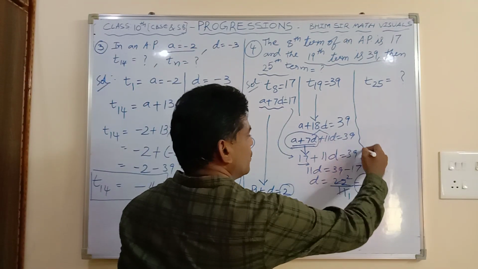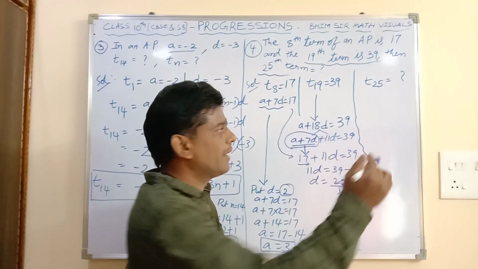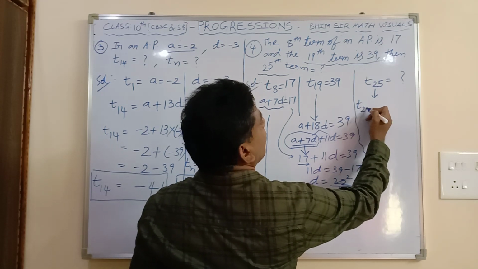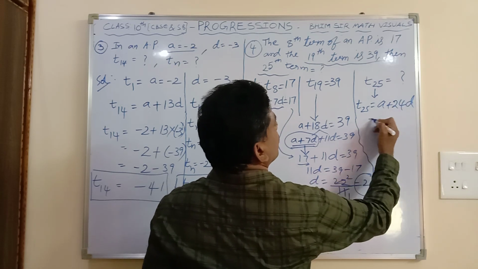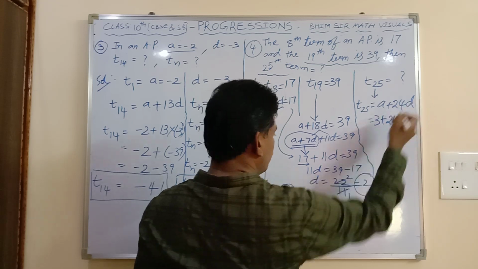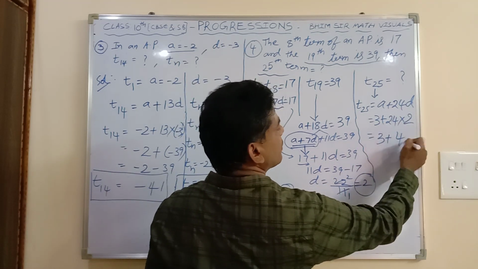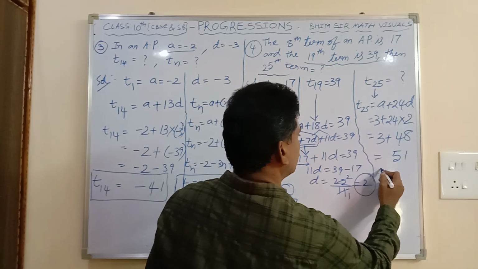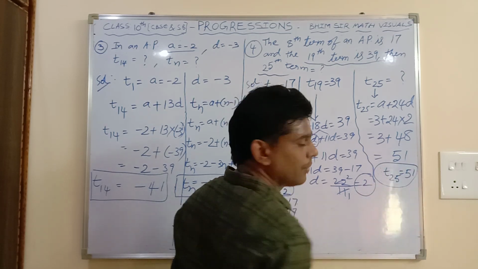Yes, we got the A value and D value. Now substitute these two values in T25. How will you write T25? T25 is nothing but A plus 24D. A value, how much? 3. D value, how much? 2. So 3 plus 24 times 2 is 48. So this is 51. Therefore, T25 is 51. Okay, got it?